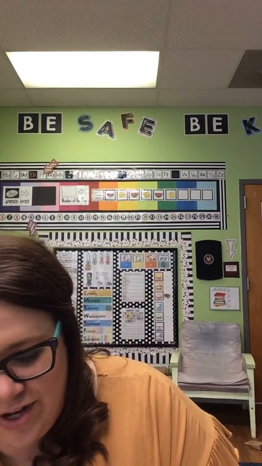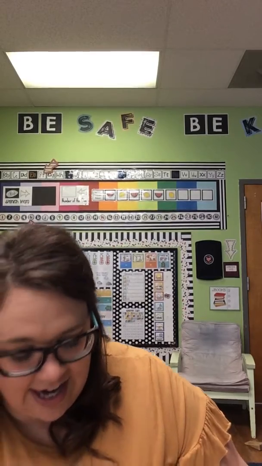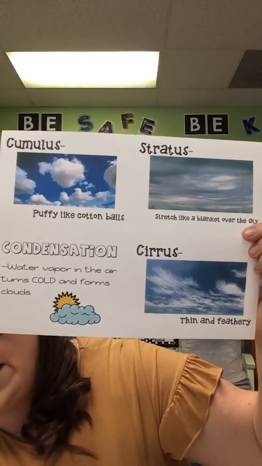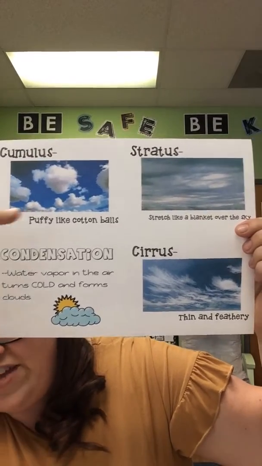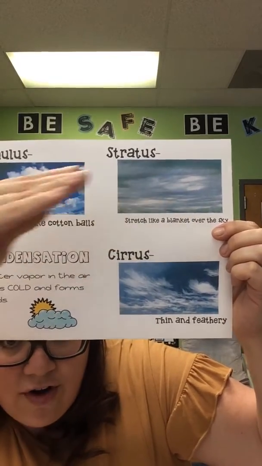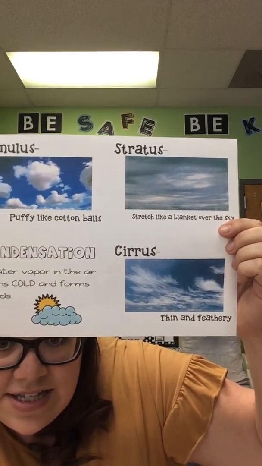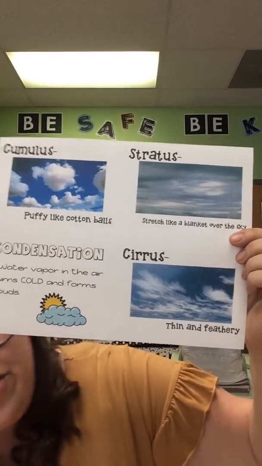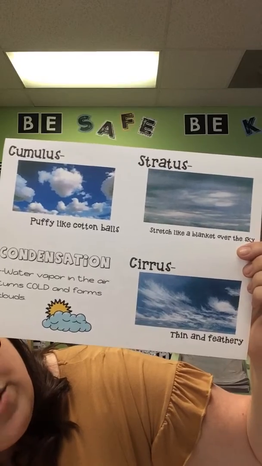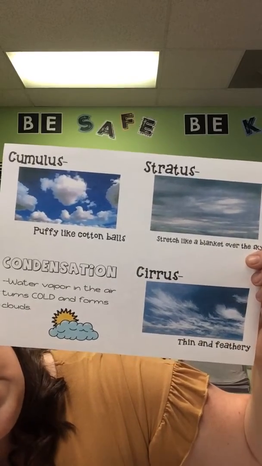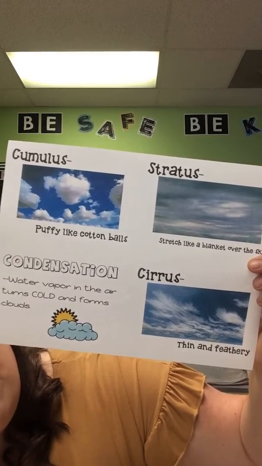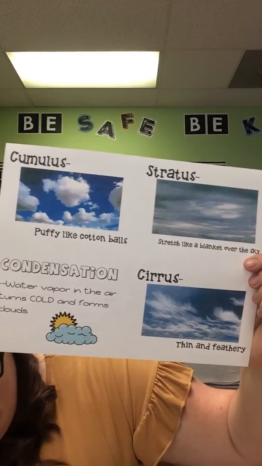And next, we learned about clouds. Clouds are condensation. They could be puffy like a cotton ball. They can stretch over like a blanket, or they can be like feathers in the sky. And we had our song that went, clouds are condensation, clouds are condensation. The water goes up, clouds are made, clouds are condensation.